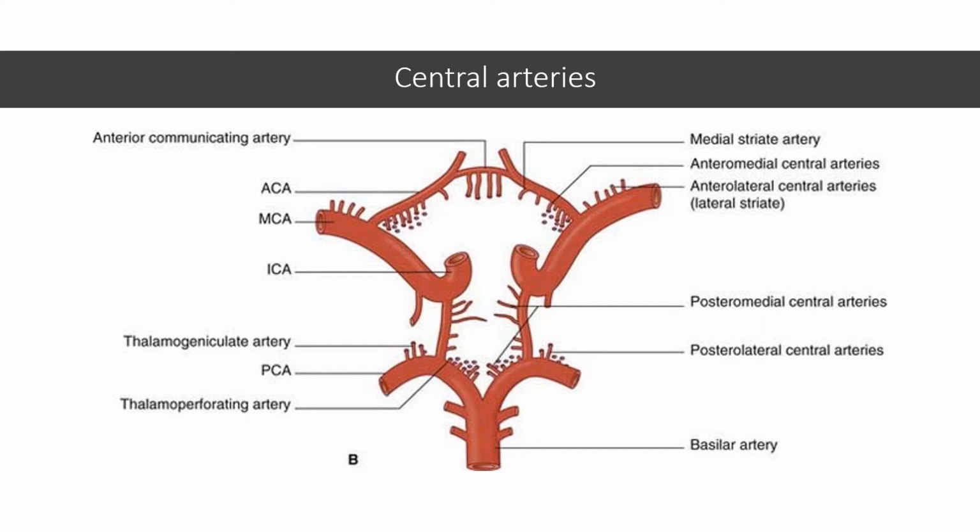The posterolateral group. The arteries of this group arise from the posterior cerebral artery after it has curved around the cerebral peduncle. These arteries supply the thalamus, including the geniculate bodies.